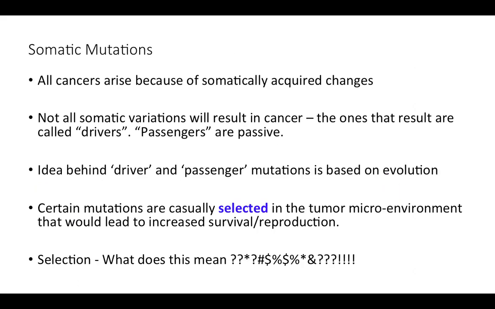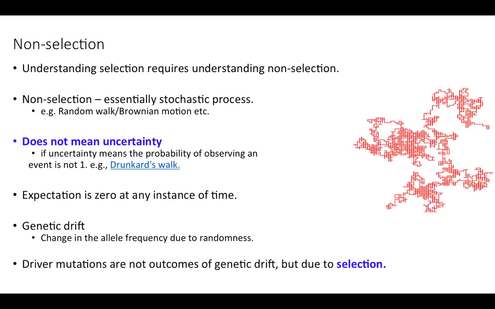The idea behind drivers and passengers is fundamentally evolution, right? Some mutations are being selected for tumor growth, and some are not. Selection, what does it mean? In evolution, to understand selection, I think you have to understand what non-selection is, right?